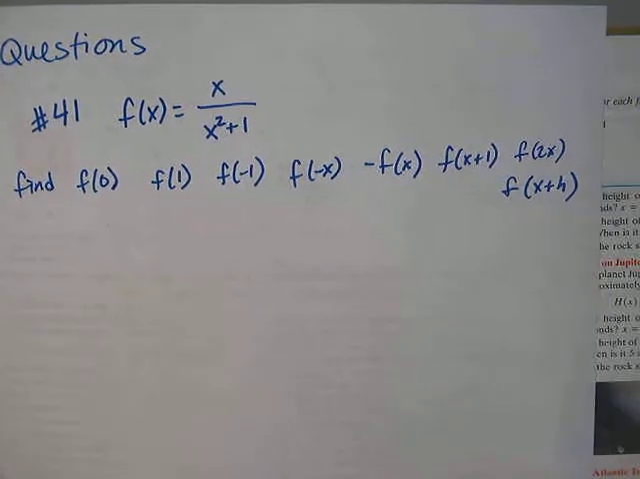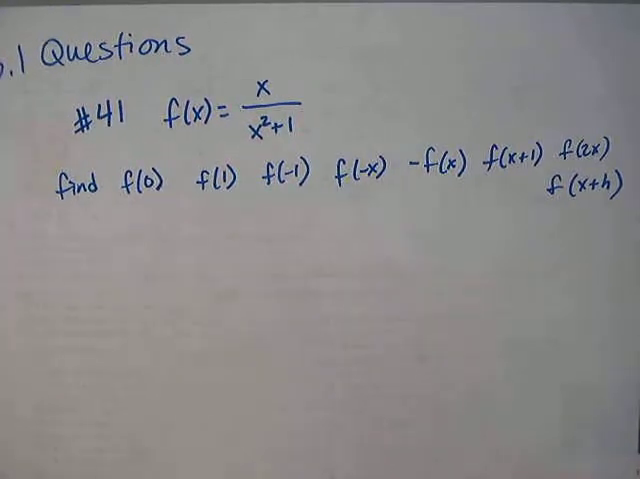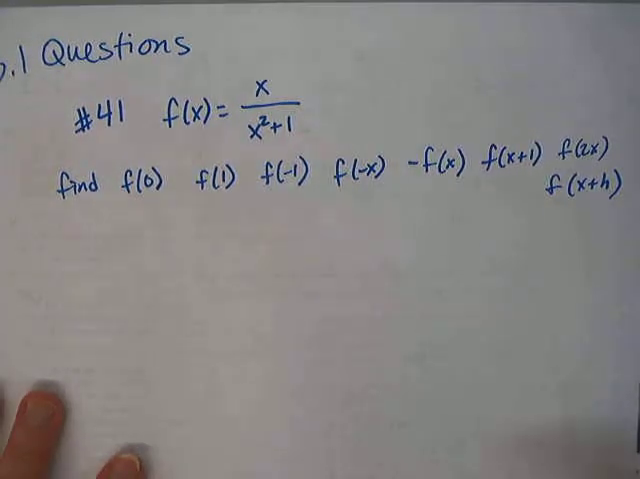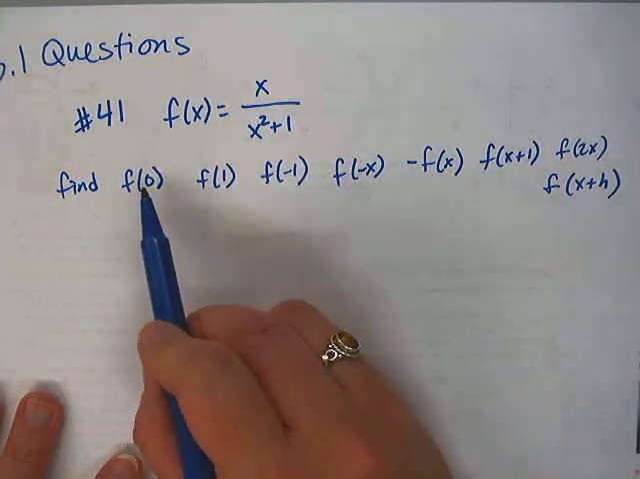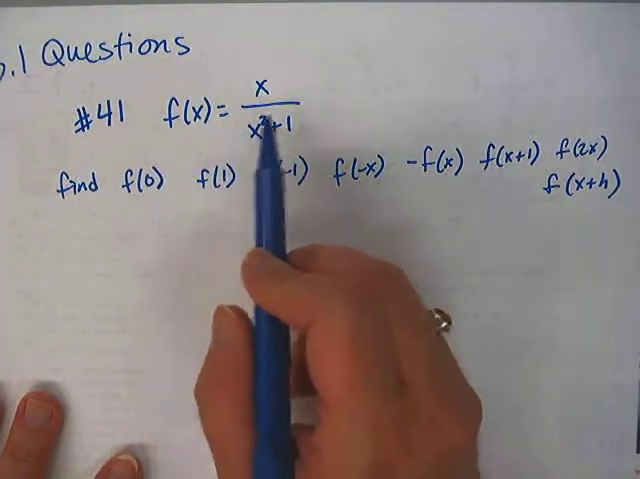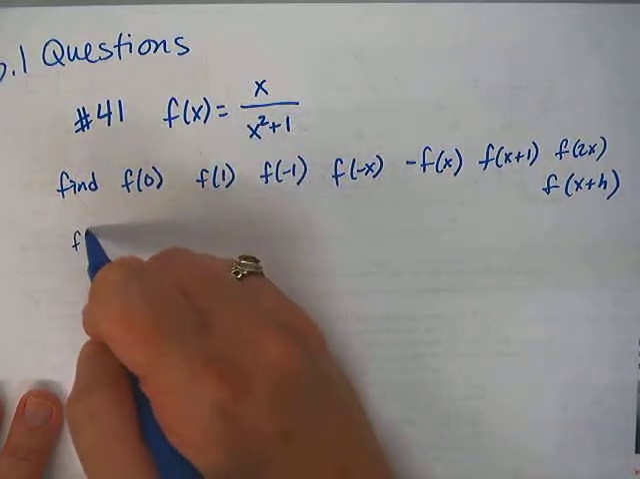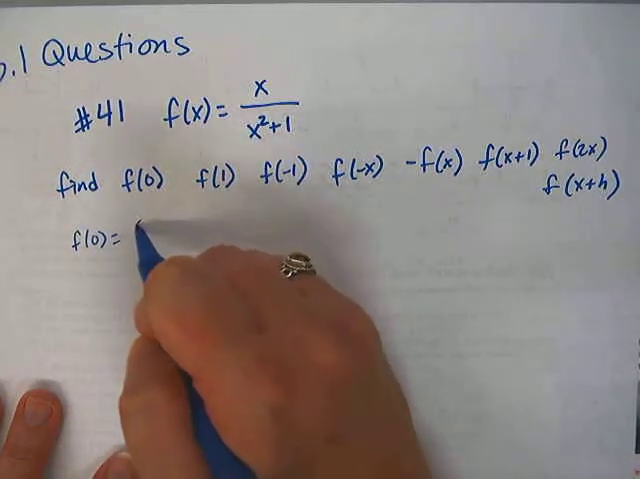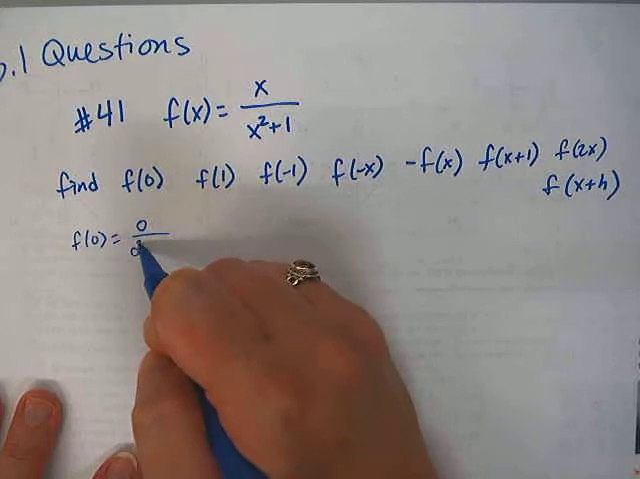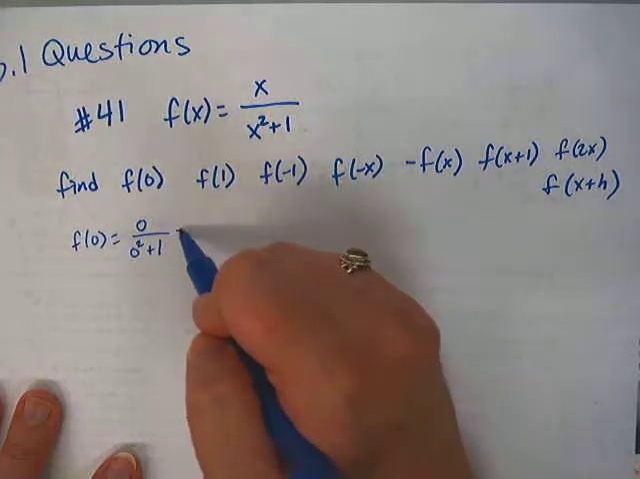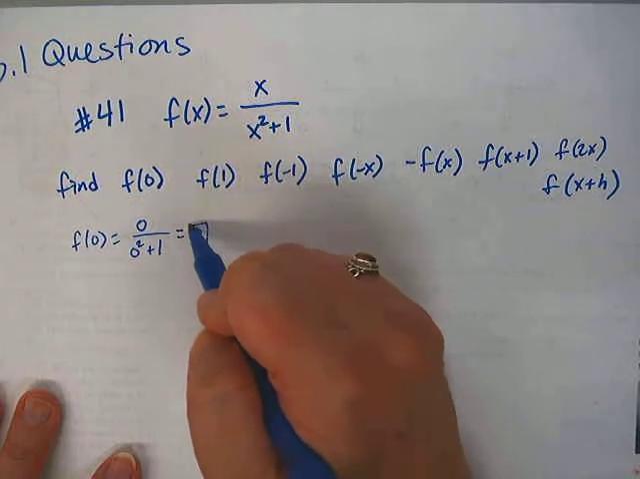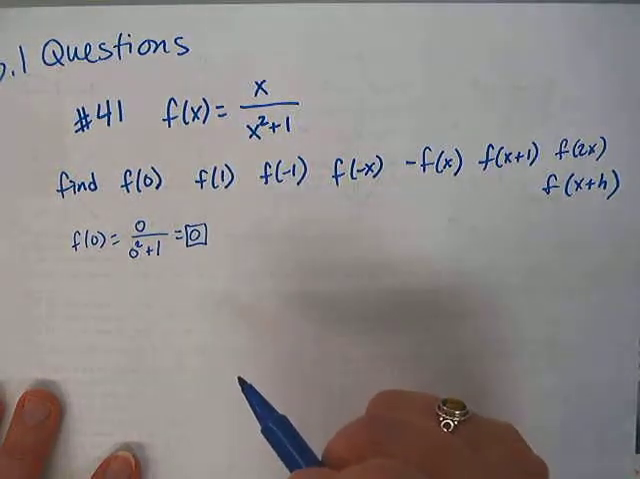Number 41. We're supposed to evaluate this function in these different ways, so these different values. So f of 0 simply means we plug in 0 for x. So f of 0 is 0 over 0 squared plus 1. Well, it doesn't matter what's on the bottom when there's 0 on the top. The answer is simply 0, right?